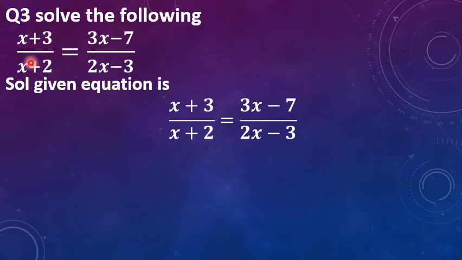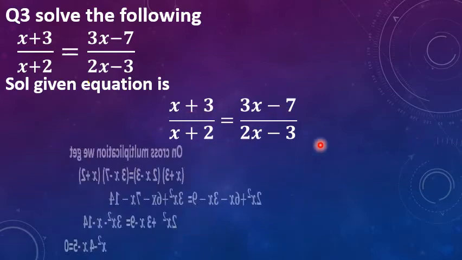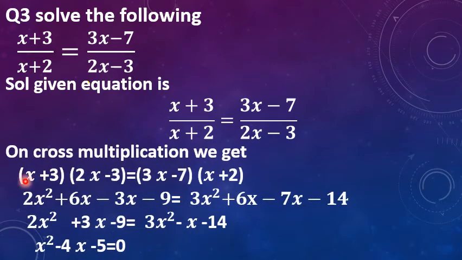x plus 3 upon x plus 2 equals 3x minus 7 upon 2x minus 3. So in the solution we write it again, x plus 3 upon x plus 2 equals 3x minus 7 upon 2x minus 3. Here the LHS and RHS are linear equations. On cross multiplying, we get the equation x plus 3 multiplied by 2x minus 3 equals 3x minus 7 into x plus 2.